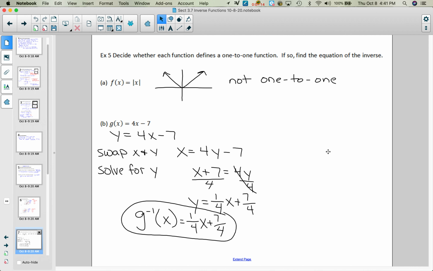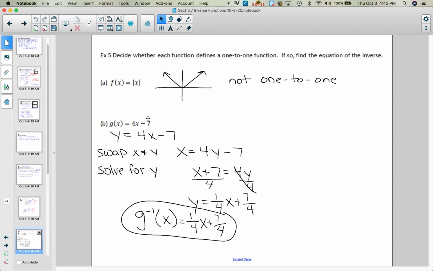On the next example, f of x equals the absolute value of x. That's the parent graph for absolute value. It's not one-to-one. It's a function. It passes the vertical line test, but it doesn't pass the horizontal line test. You would have y values repeating. Since it's not one-to-one, there's not an inverse function.